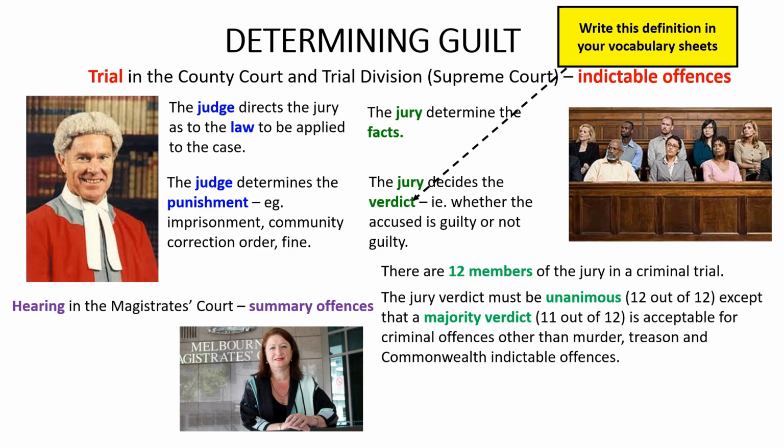A unanimous verdict is a verdict which is agreed to by all of the jurors, that is, by 12 out of the 12 jurors. Look down the left-hand side of your vocabulary sheets, find the term unanimous verdict, and write this definition of unanimous verdict in there. What this means, for example, is that if the accused is charged with burglary, then for the accused to be found guilty of burglary and convicted, 12 out of 12 jurors must agree that the accused is guilty.